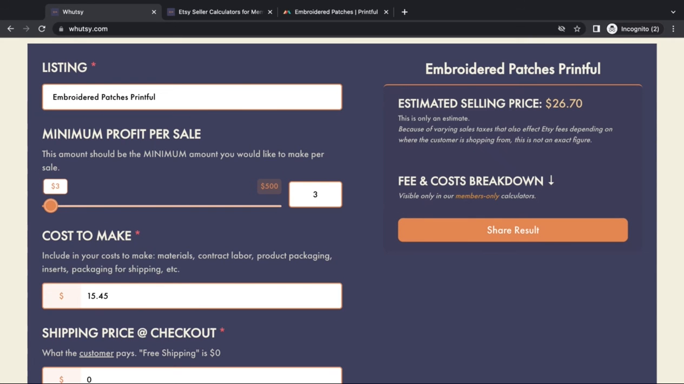So this was also emailed to me, but you can see my title and the estimated selling price. I would need to sell these patches for $26.70. This will cover the cost to make the patch. This will cover any fees that are involved: the payment processing fee, the Etsy transaction fee, and also the offsite ads fee if someone clicks through. The minimum profit I want to make is also included in that number.